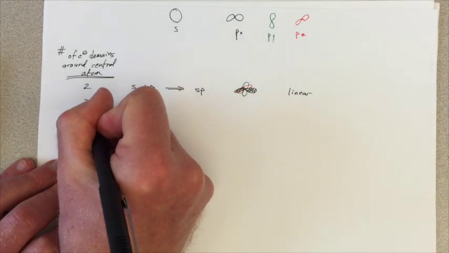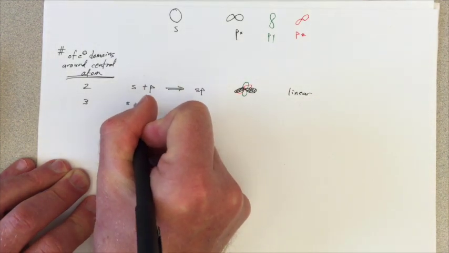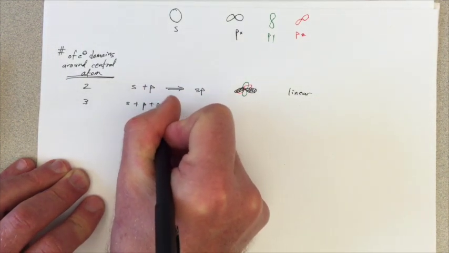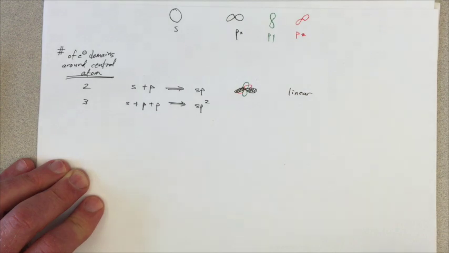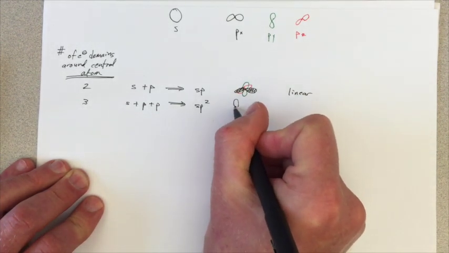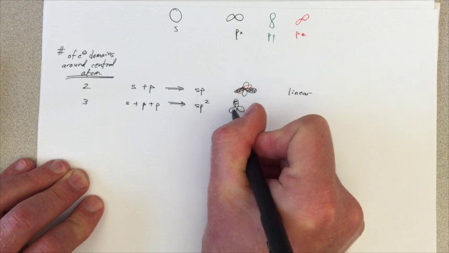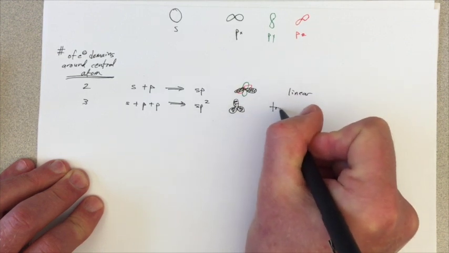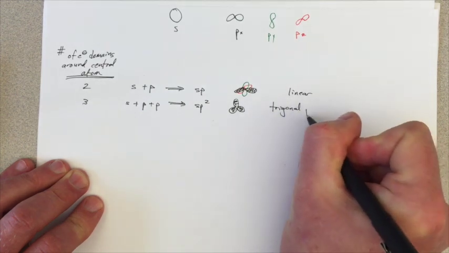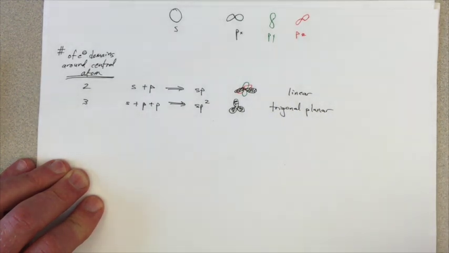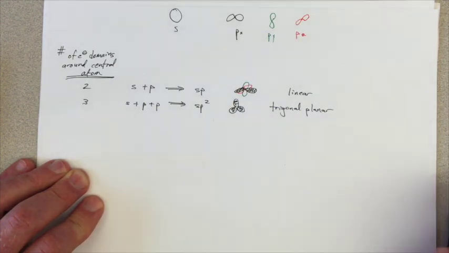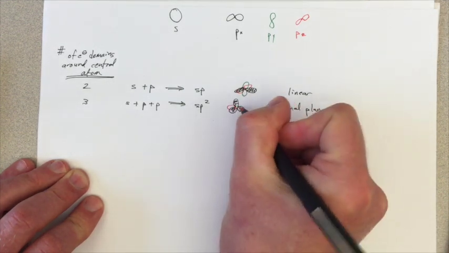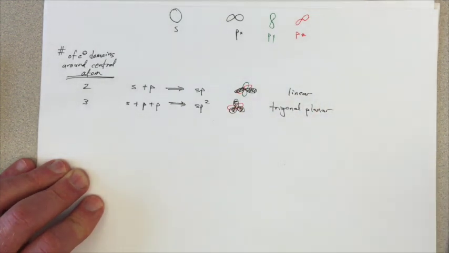Okay, now if we have 3 electron domains, we're going to need an s and 2 p orbitals to give us an sp2 hybrid orbital. And the shape of the sp2 hybrid orbital is trigonal planar, a triangle and a plane. Again, since we have only used an s and 2 p's, there's an extra p orbital sort of hanging around, and we're going to indicate that as the extra p orbital.